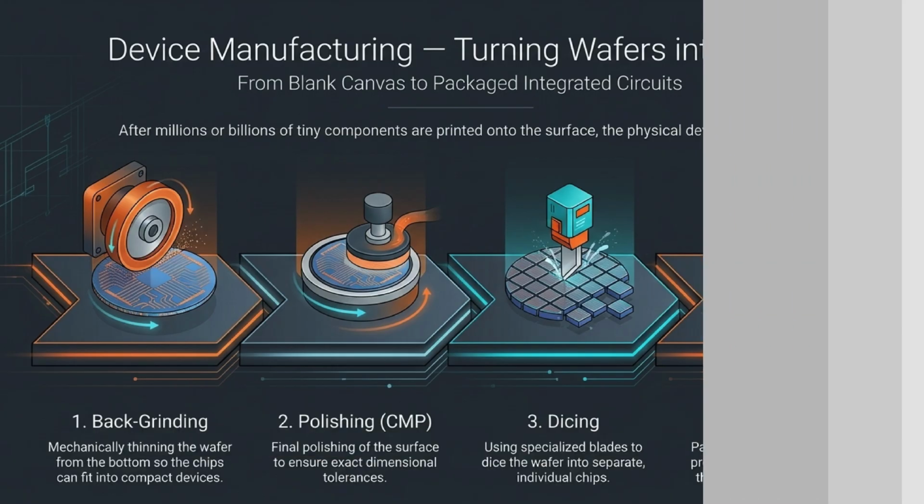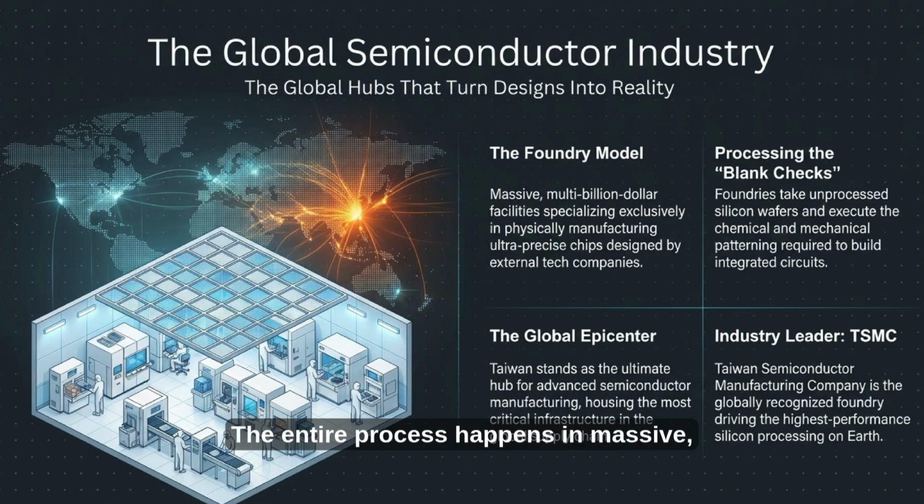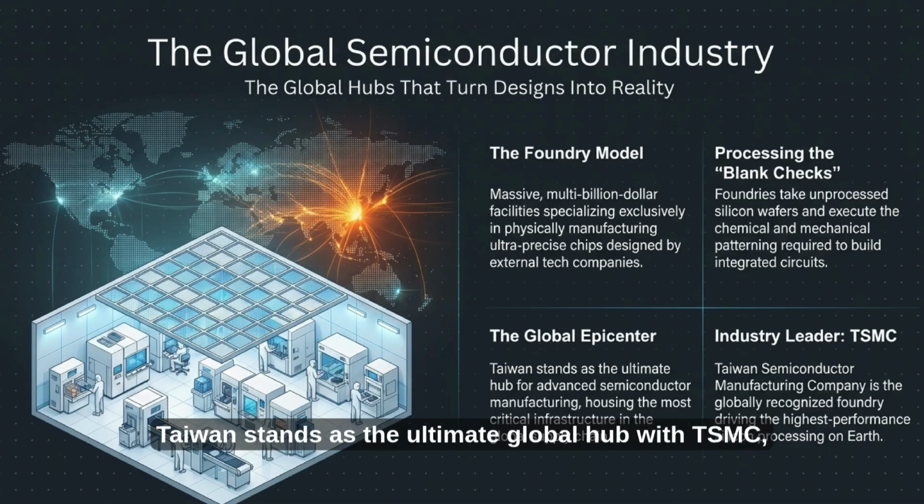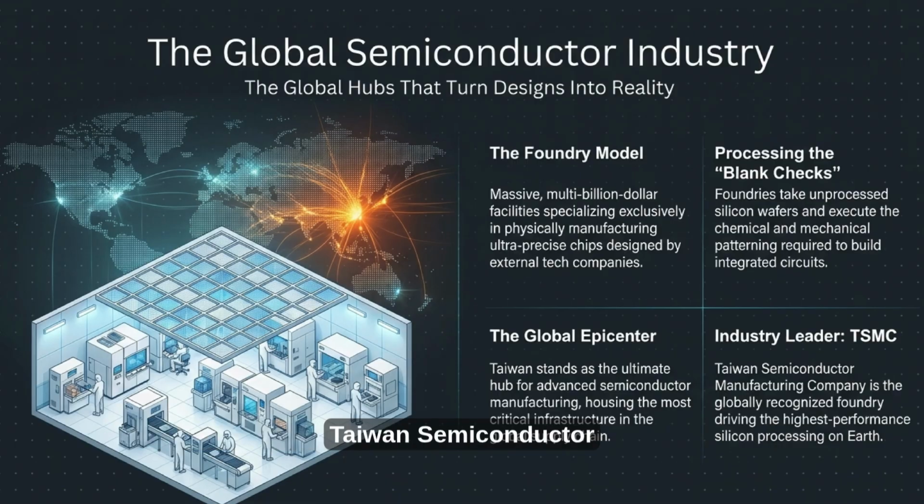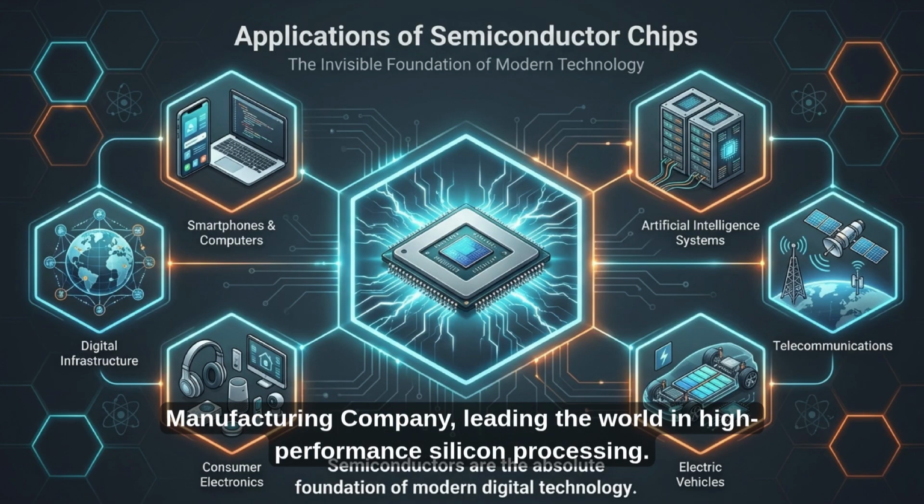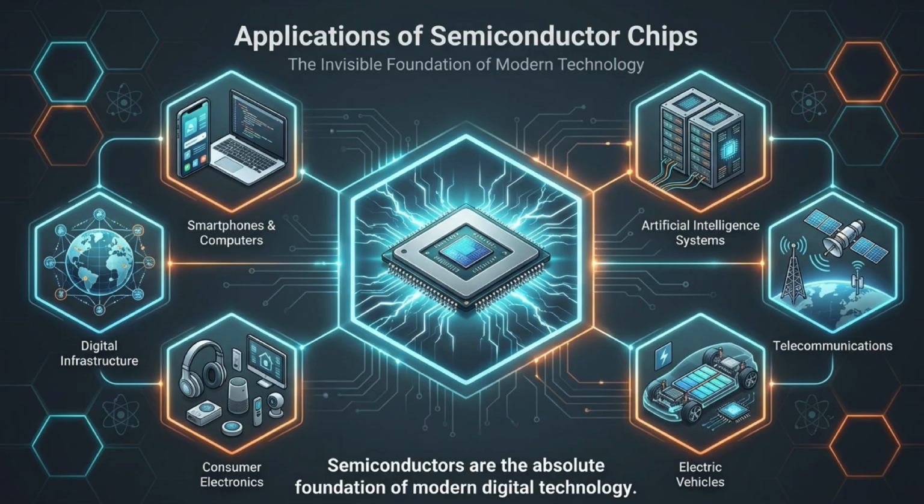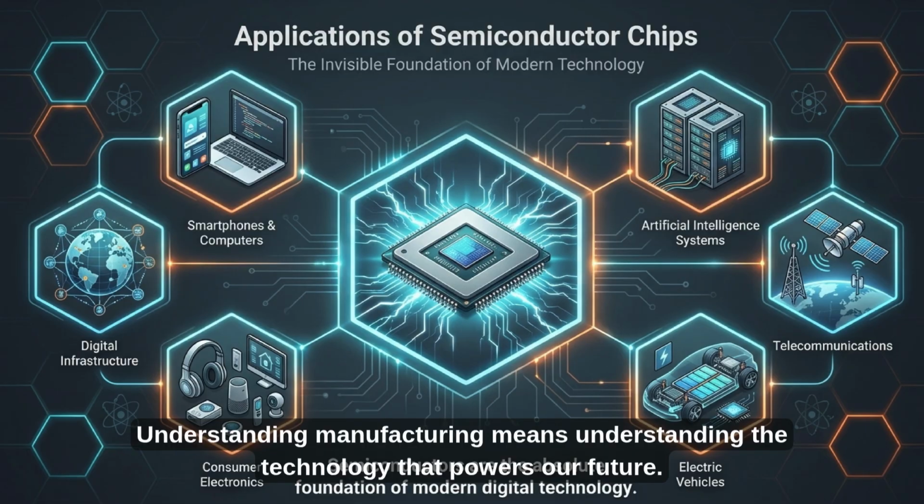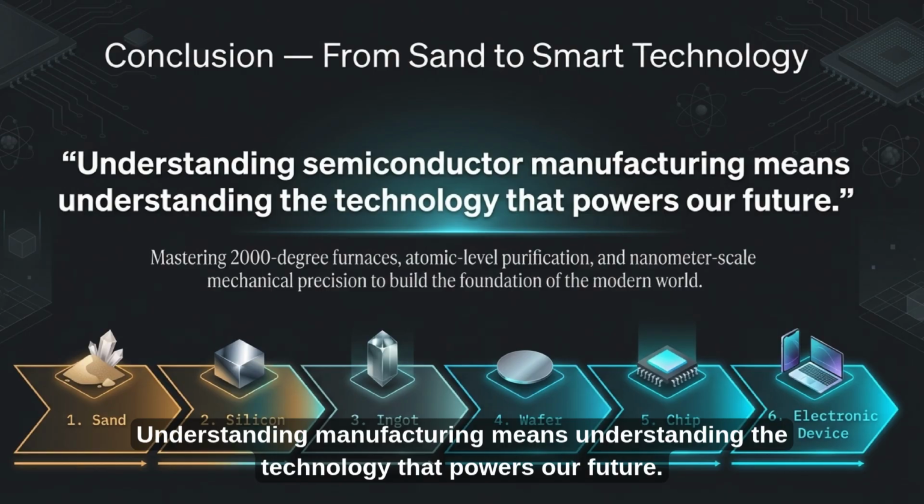The entire process happens in massive, multi-billion-dollar facilities called foundries. Today, Taiwan stands as the ultimate global hub with TSMC, Taiwan Semiconductor Manufacturing Company, leading the world in high-performance silicon processing. Understanding manufacturing means understanding the technology that powers our future.